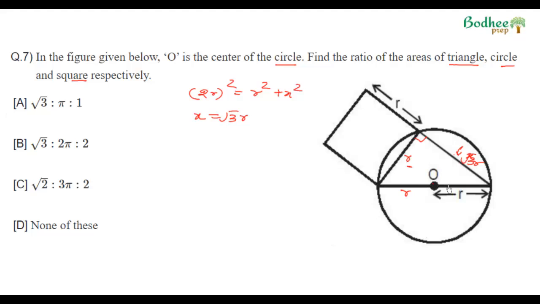Now everything is known to us. The area of the triangle would be what? This is 90 degrees, so we can clearly say that half of R into root 3 R, half base into height, right? Area of circle would be pi R squared, and area of square, the side is given to us, so it is R squared. So clearly R squared will get cancelled out, and we are left with root 3 by 2 is to pi is to 1. Let us multiply it by 2, so we'll be getting it as root 3 is to 2 pi is to 2. Clearly option B is the right answer.